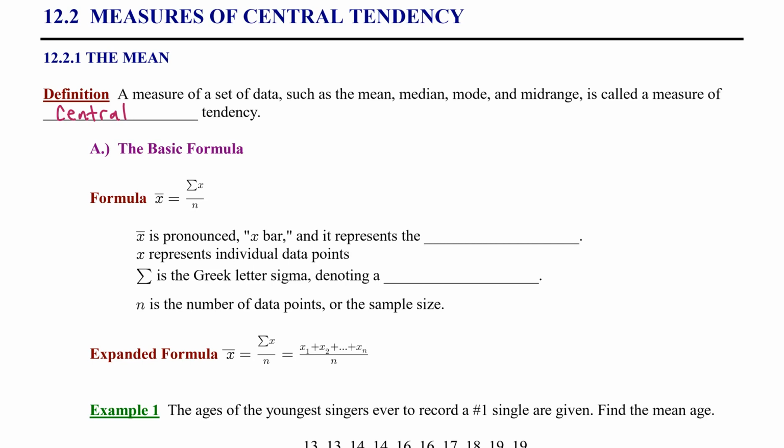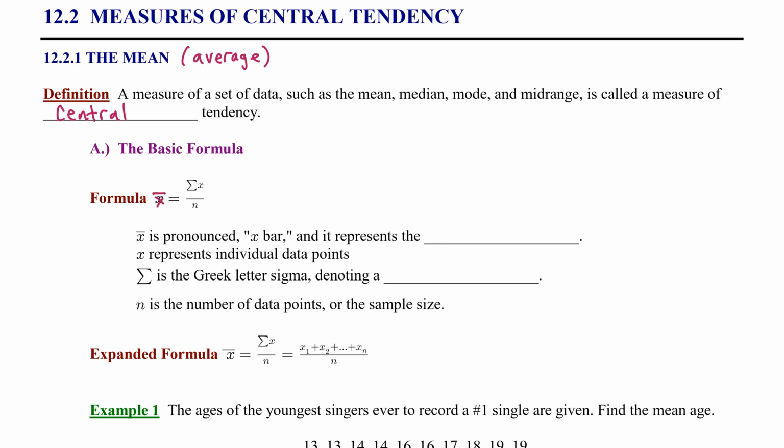Now, before you become intimidated by this notation, stop and think for a minute. How do you find a mean? Now remember, mean is another word for average. So to calculate an average, we're going to add up all of the data points and divide by the number of data points that we have. And that's what our formula is expressing here.